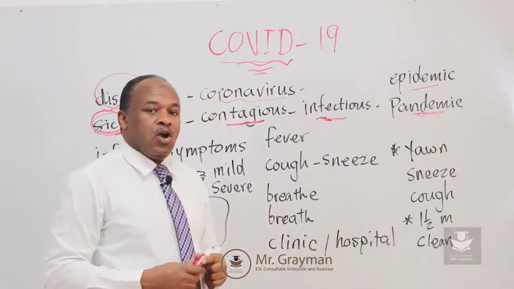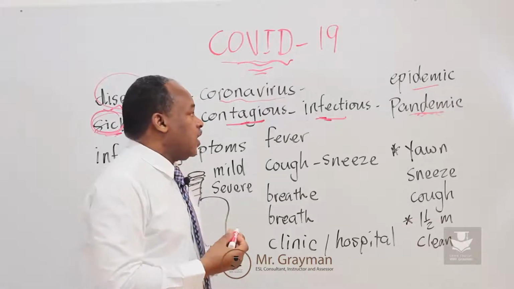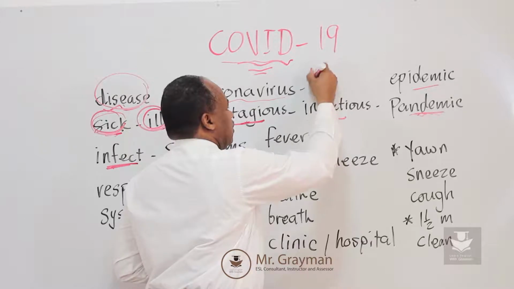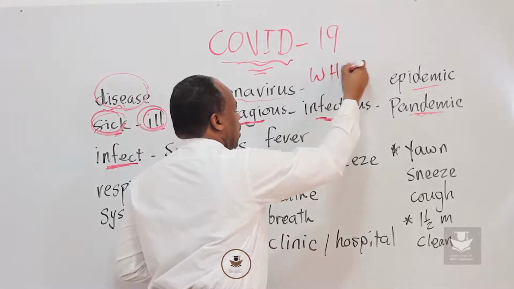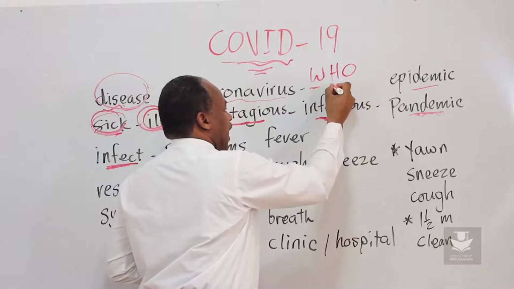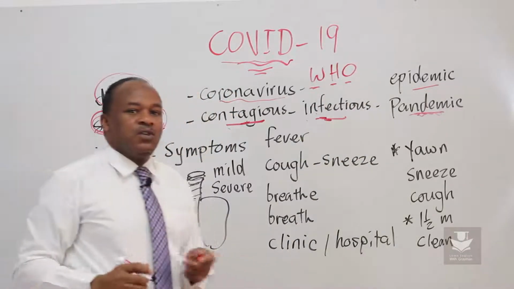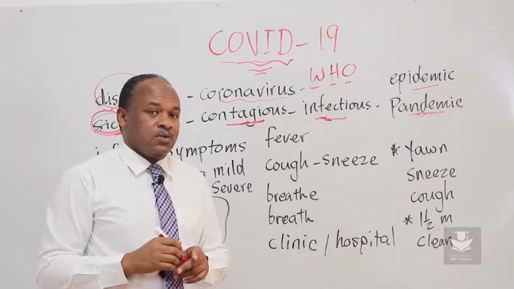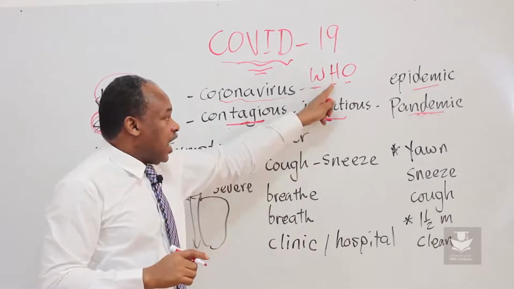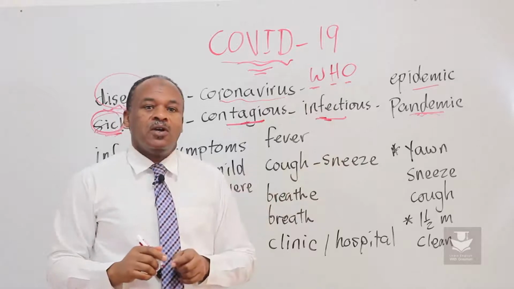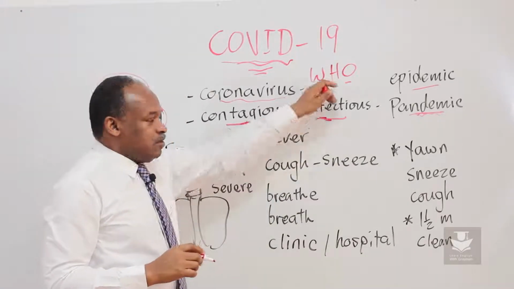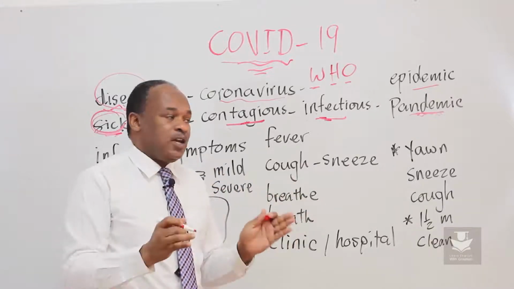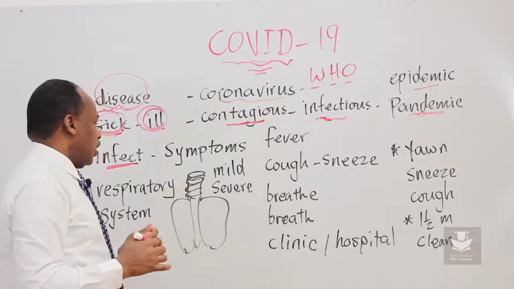Okay, pandemic. Most importantly, we have an organization that people might not know about, WHO, World Health Organization. This is one of the main organizations of the United Nations. It's called World Health Organization. Now it's been so active, it's trying to help countries confine the disease in one area.